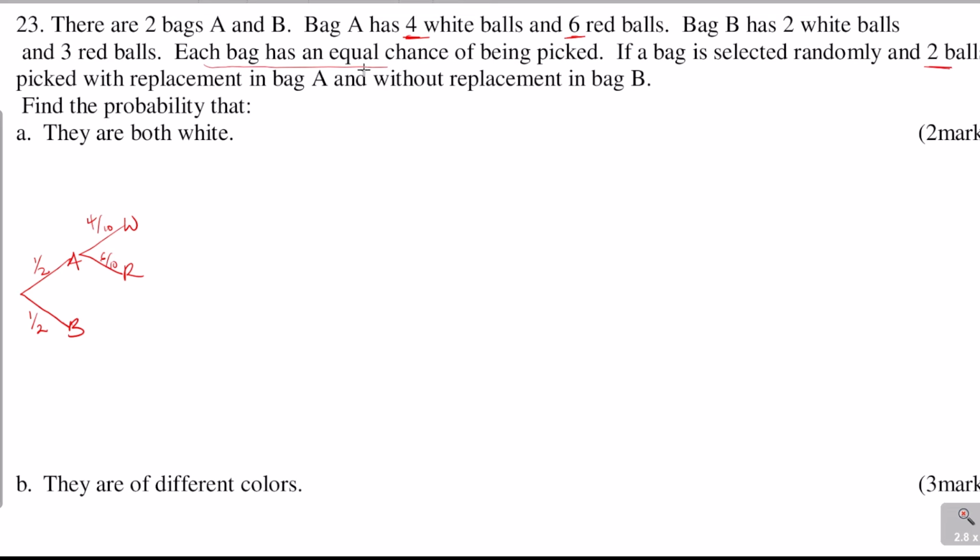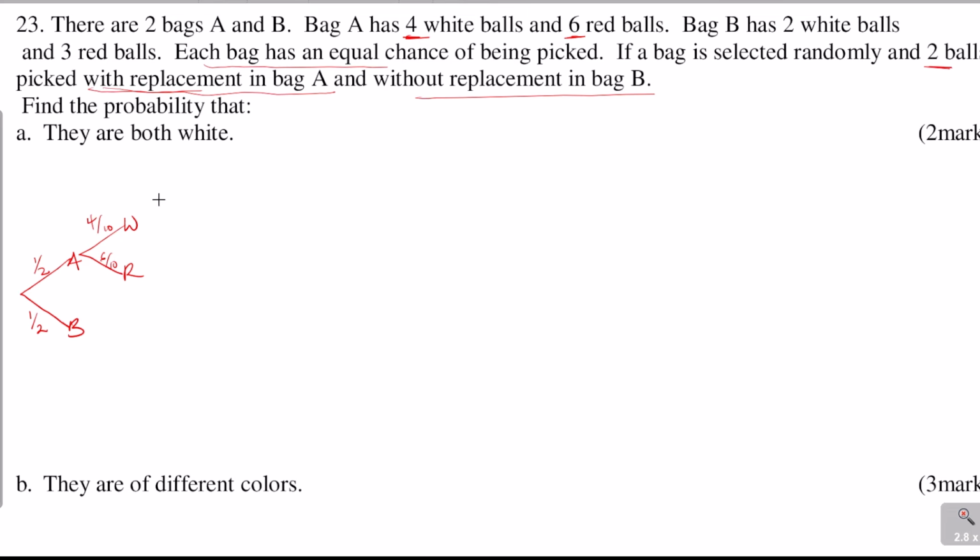And then you remember that for bag A, a bag is selected randomly and 2 balls picked with replacement in bag A. So that means that once we pick the first ball, it is replaced, so the total will not change. But the other bag is without replacement, so when a ball is taken, the total will have to reduce because it is not replaced. So that is the first pick.